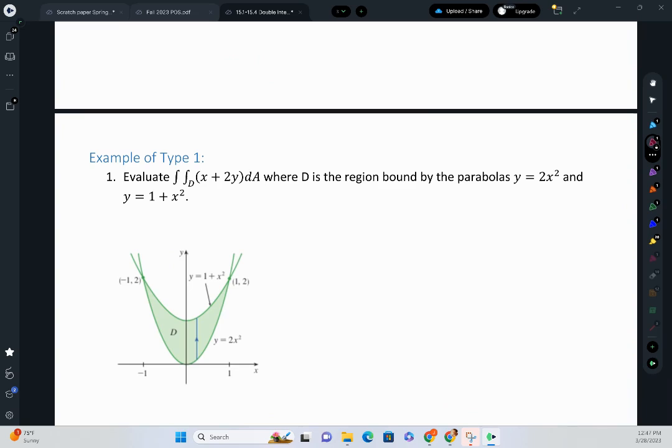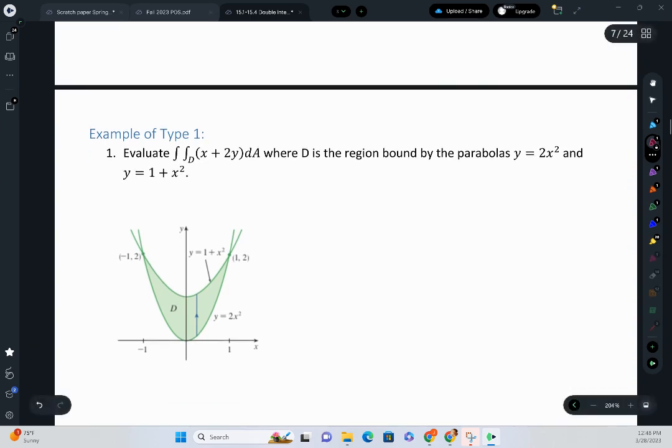In this particular one, I'm asked to evaluate a double integral over a region D of x plus 2y dA, where D is the region bounded by the parabolas y equals 2x squared and y equals 1 plus x squared. So I have a nice picture here already drawn. That's not always going to happen. In fact, it'll rarely happen. Usually we will need to draw our own regions and come up with our bounds.